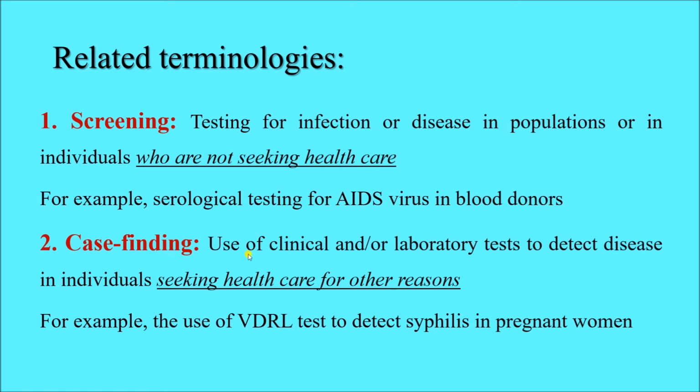What about case finding? Use of clinical and/or laboratory tests to detect disease in individuals seeking healthcare for other reasons. So a person has come to the clinic or hospital for a certain disease. Maybe he is showing the symptoms of a certain disease, but the person can be tested for some other unrelated disease as well if needed. In that case, it will be known as case finding. So the person is seeking healthcare but for some other reason. For example, the use of the VDRL test to detect syphilis in pregnant women. She has come to the hospital for pregnancy, maybe for a regular antenatal checkup, and we conduct the VDRL test to see if syphilis is there or not, so as to avoid congenital syphilis or even problems in the mother.